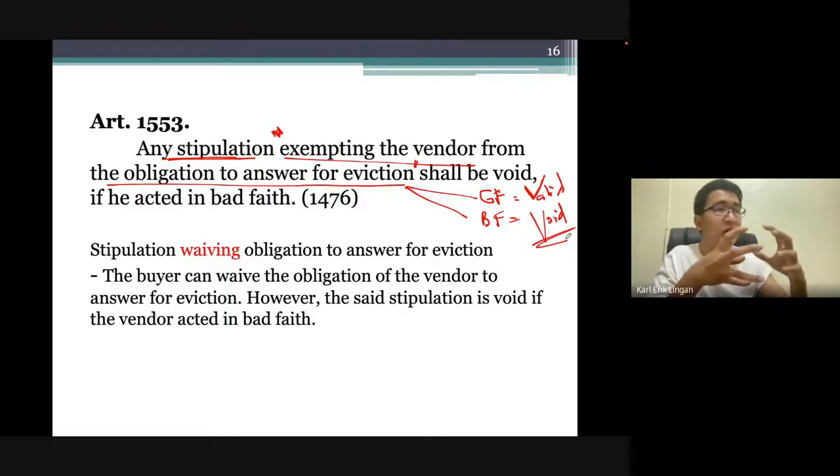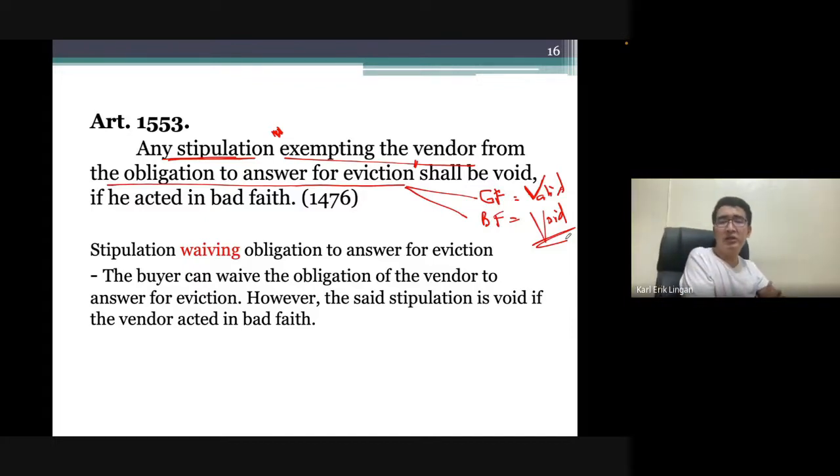Therefore, even though there is a stipulation exempting the vendor from the obligation to answer in case of eviction, if the vendor is in good faith, meaning he really knows that the land is his, that he has the right over the property, and that is the basis for why he sold it to you, then the stipulation is valid. The vendor will not be liable. But if he put that stipulation in the contract, that he is exempt when the buyer is evicted, because he actually knows that he is not the owner and has no right to sell the land, that stipulation is void. Therefore, the vendor is liable in case of eviction. Okay?